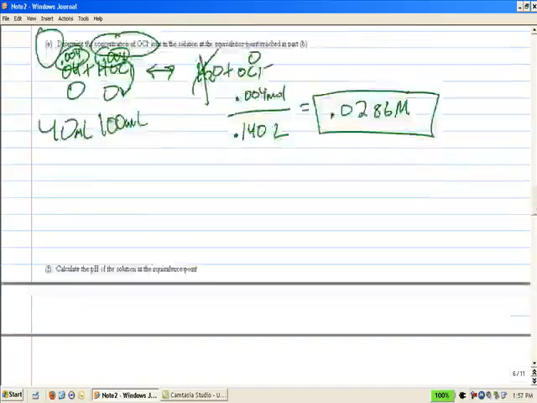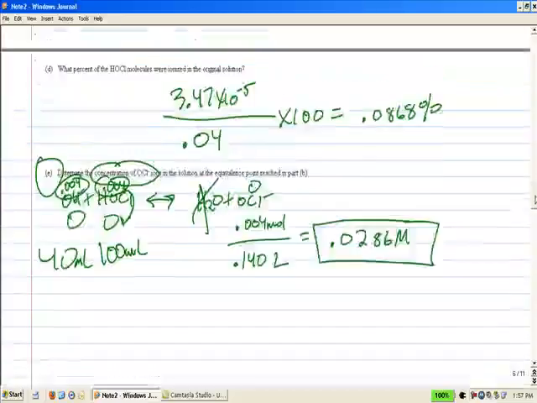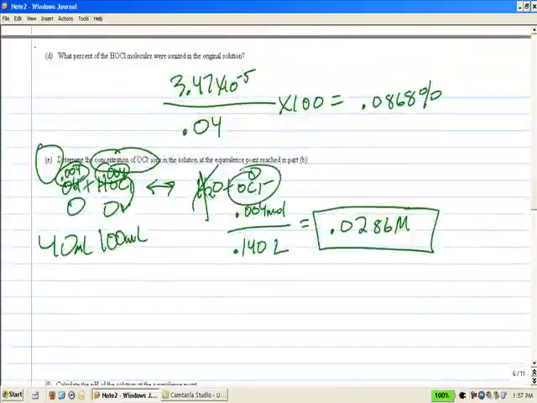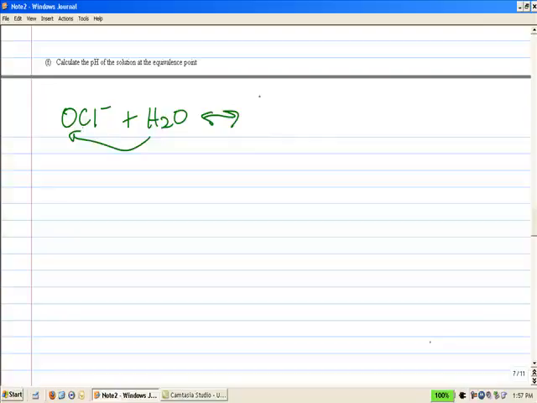And now F. Calculate the pH of the solution at the equivalence point. Now here's where we have to think a little bit. What do we have at the equivalence point? Well, we just said all we have is that OCl minus. So at the equivalence point, you've got some OCl minus that's going to react with the water. The only thing that can happen here is this hydrogen can come over here. So it's going to make HOCl plus OH minus.